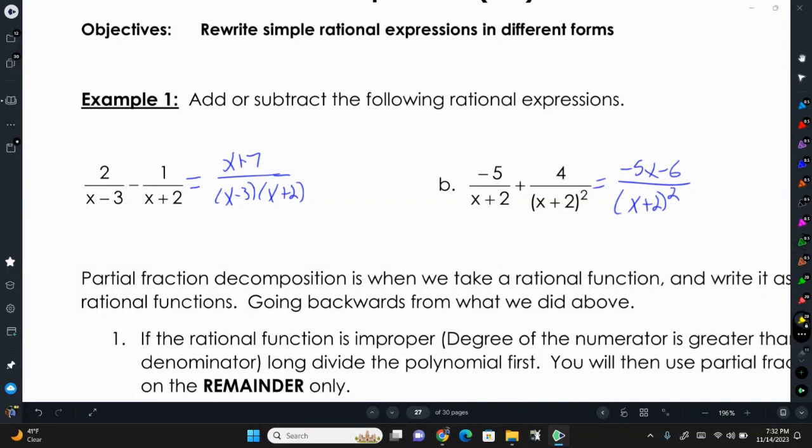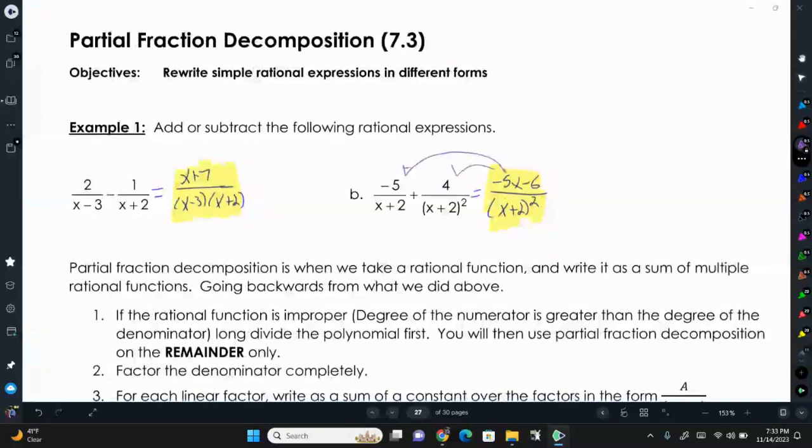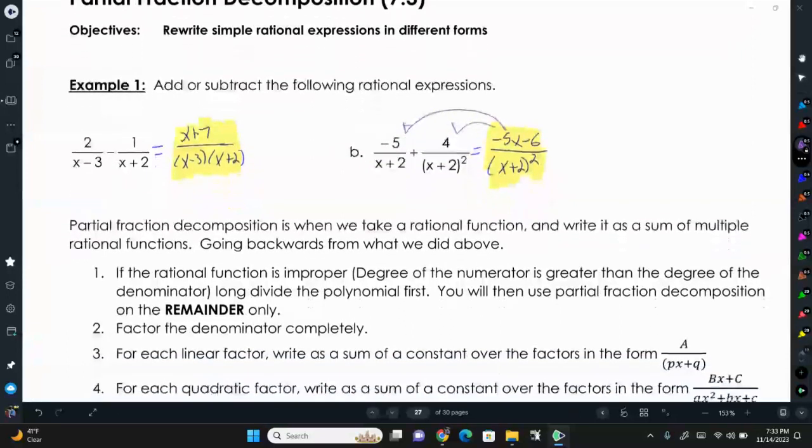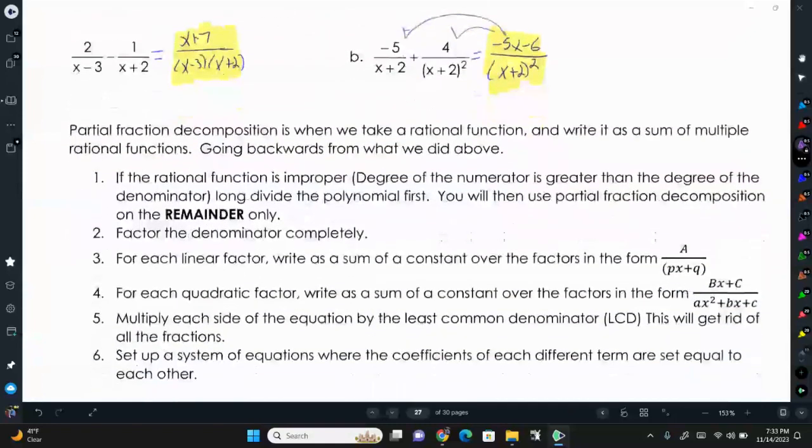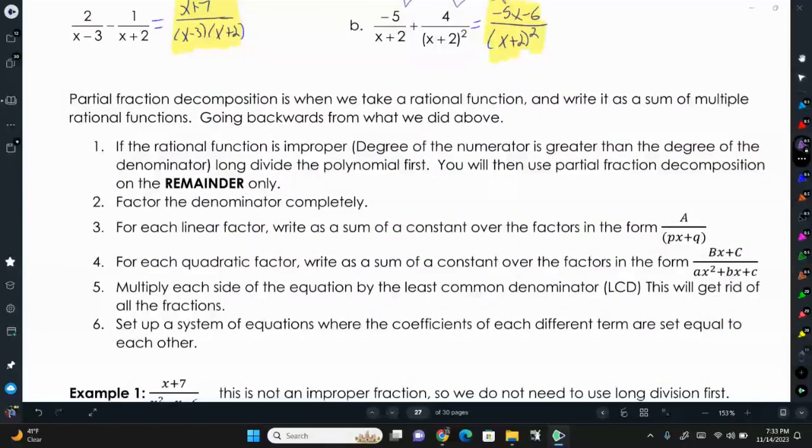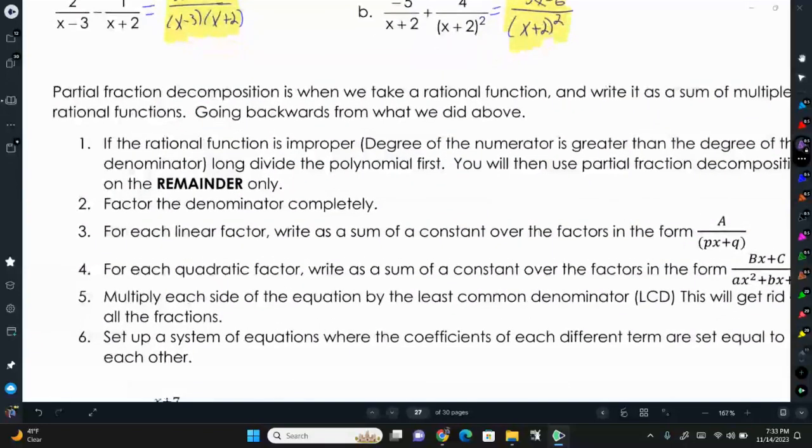But what we're going to do now is I'm going to give you the result, and we have to go backwards and see what our fractions are. Like, what did we start with? And when we do that, we're going to be working with multiplying by the least common denominator on both sides. So we've got to make sure we factor the denominators correctly. So here are the steps for partial fraction decomposition.